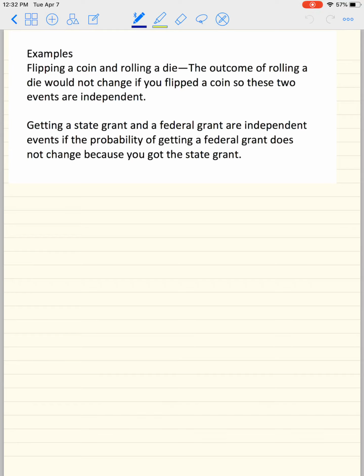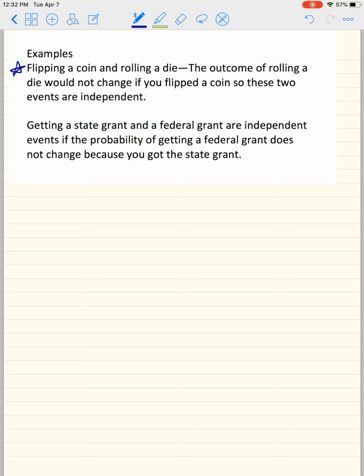So let's take a look at two events that are independent. Flipping a coin and rolling a die are independent. That's because if I roll a die, the probability of what you're looking for does not change because you flipped the coin. The coin had no effect on the die. Also, getting a state grant and a federal grant are independent events if the probability of getting a federal grant doesn't change because you got the state grant. So the probabilities have to stay the same as they would originally. If that's the case, then they're independent.